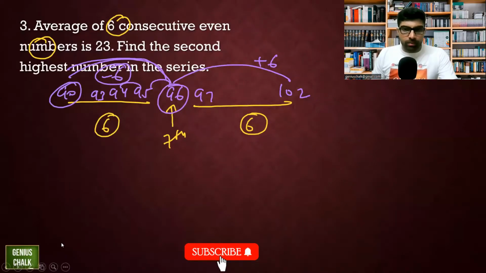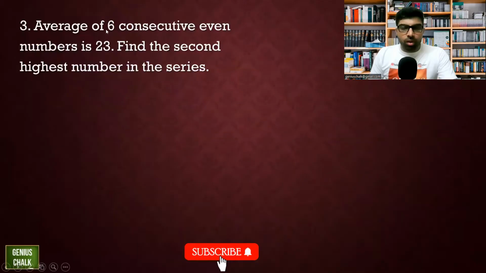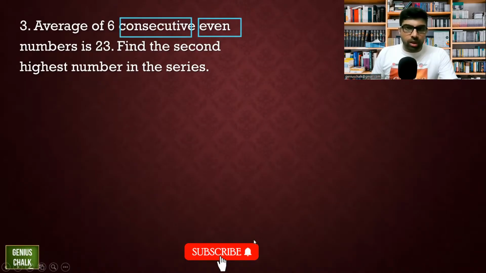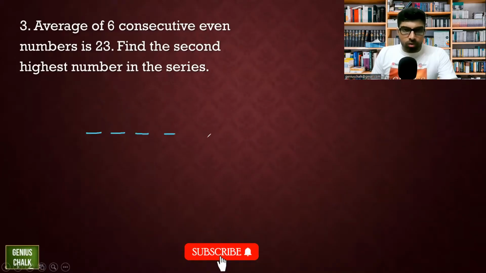All right, next one. Average of 6 consecutive even numbers. Now we are coming on to the next type, where we'll not discuss consecutive numbers only. We will be discussing consecutive even numbers. So please focus on this word, consecutive even numbers. Earlier it was only consecutive. Now it will be consecutive even. So there are 6 numbers. Now see, 6 numbers means, let's make it first: 1, 2, 3, 4, 5, 6. These are the 6 numbers. Now you know that for 6 numbers, average is always the middle one.